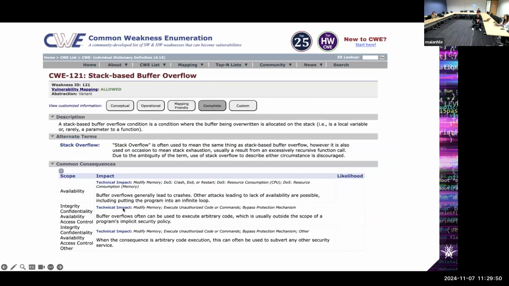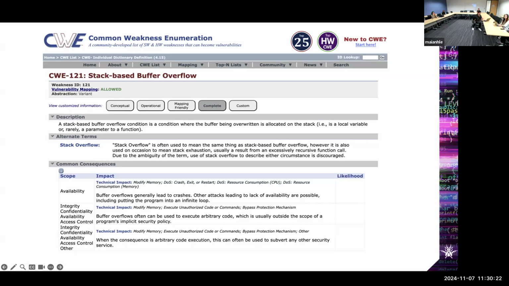So this is an example of an entry, CWE 121. This is a classic example of a security vulnerability. By classic, I mean tomorrow is the 28th anniversary of the seminal paper about how we exploit this vulnerability. The work is called Smashing the Stack for Fun and Profit by Aleph One. It was published in 1996, November 8th.